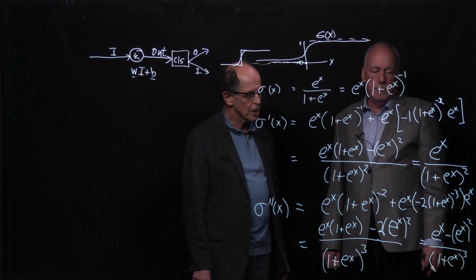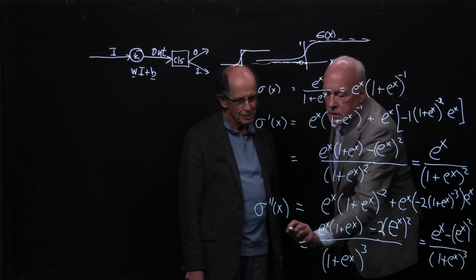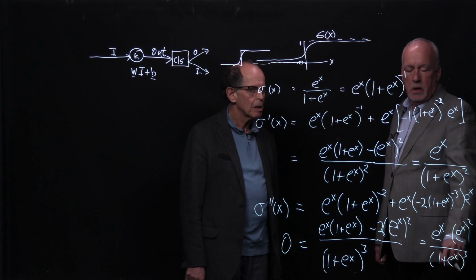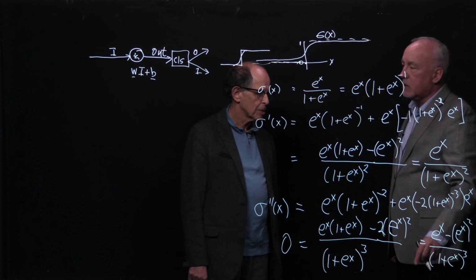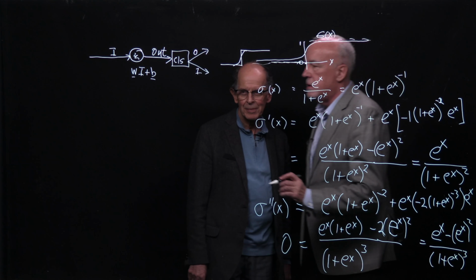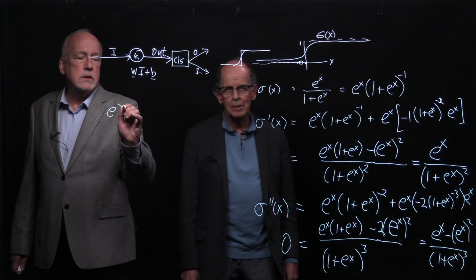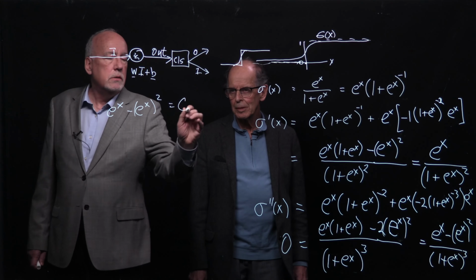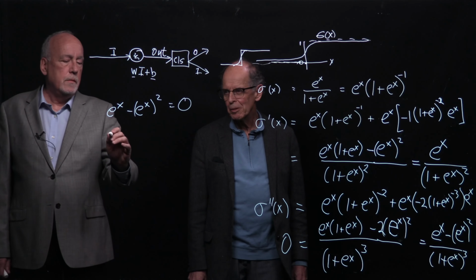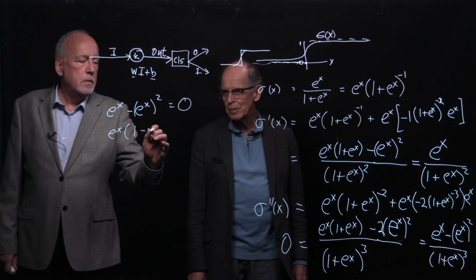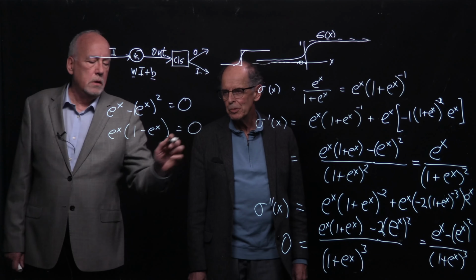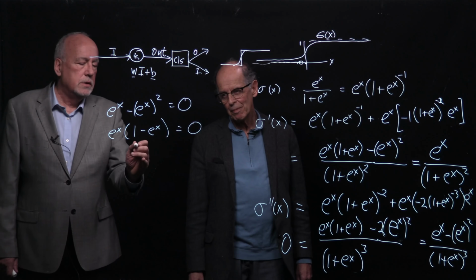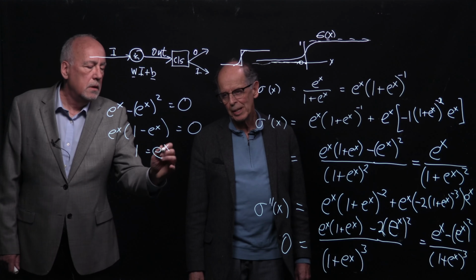Okay, so now when is that 0? The bottom part doesn't matter, because this thing is always a positive number. So for the top part, we want e to the x minus e to the x squared equal to 0. That's a little bit of algebra. One e to the x cancels out. We get e to the x times 1 minus e to the x equal to 0. This guy's never 0, so this guy has to be 0. So 1 is equal to e to the x, so x has to be 0.